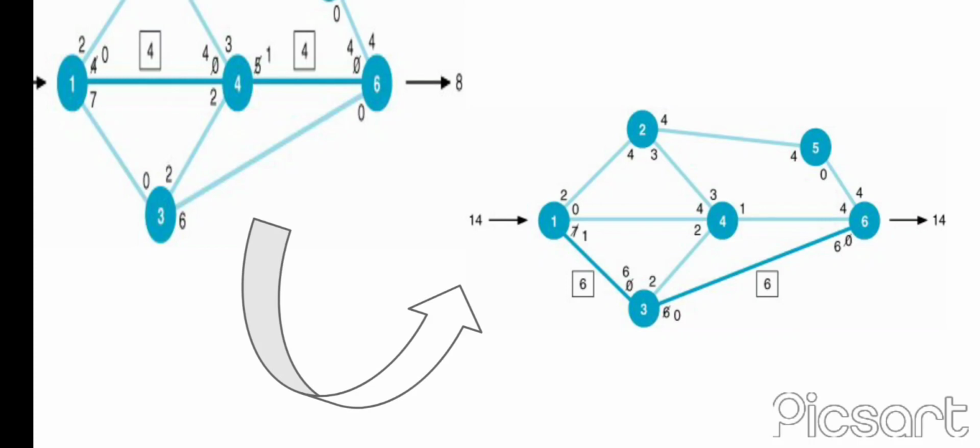Now, we arbitrarily select another path. This time, we will choose the path 1, 3, 6. With a maximum possible flow of 6 cars, this flow of 6 is subtracted from the branches along path 1, 3, 6 and added to the branches in the opposite direction, as shown in figure 7.21. The flow of 6 on this path is added to the previous flow of 8, which results in a total flow of 14 railroad cars.